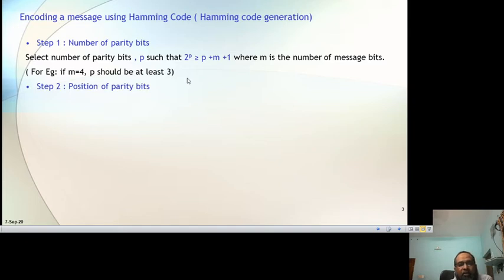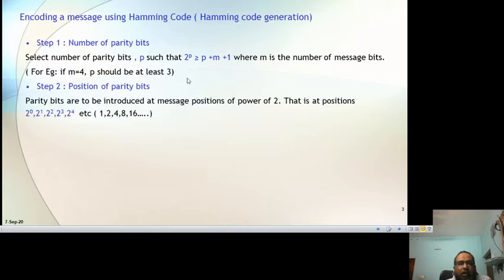Then the position of parity bits, where you have to add the parity bits in the message. You have to add the parity bits at the positions of powers of 2, that is 2 raised to 0, 2 raised to 1, 2 raised to 2, like that. That is 1, 2, 4, 8, 16. So the message plus parity should be placed in such a way that the parity bits are at positions 1, 2, 4, 8, 16, which are the powers of 2.